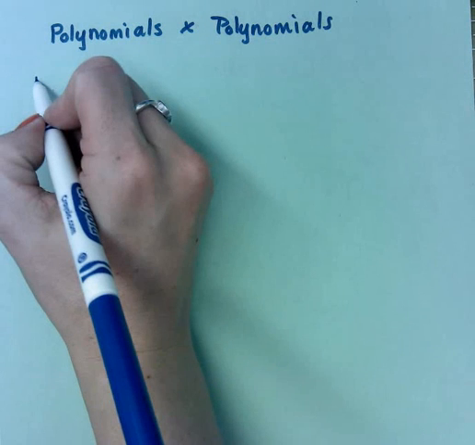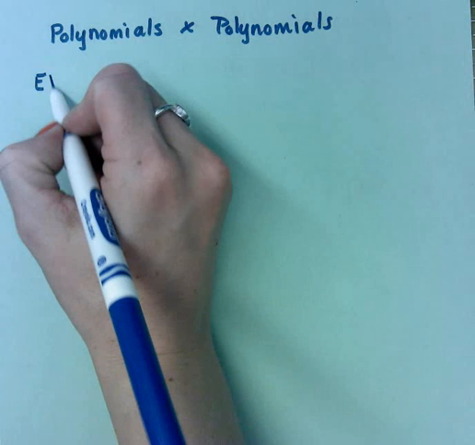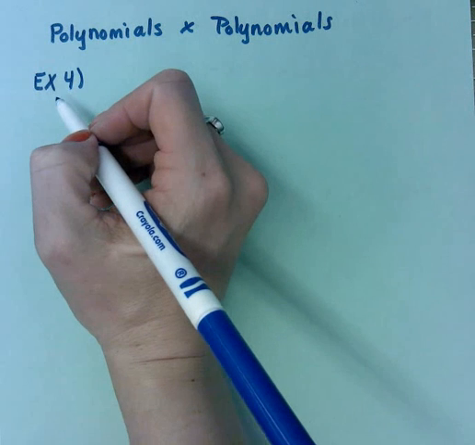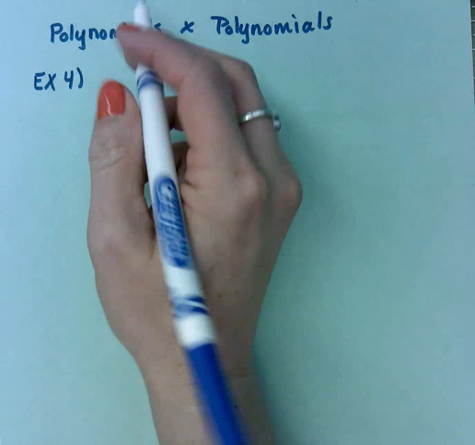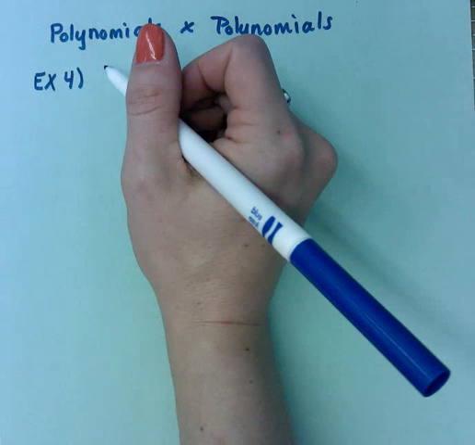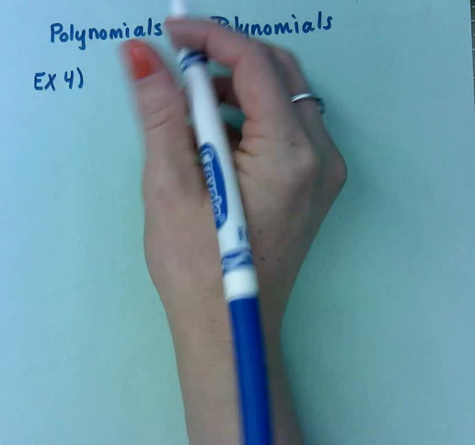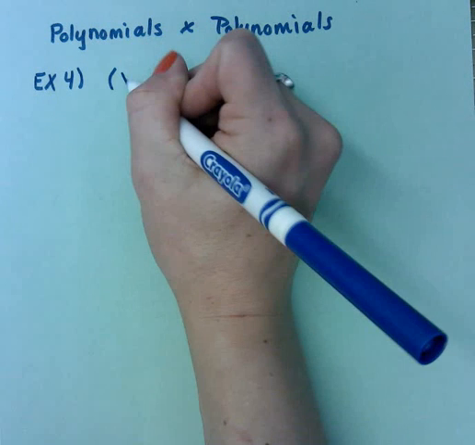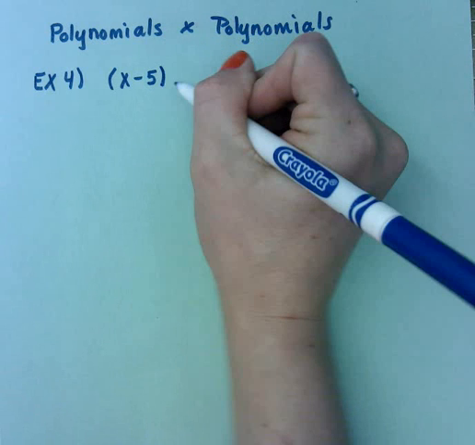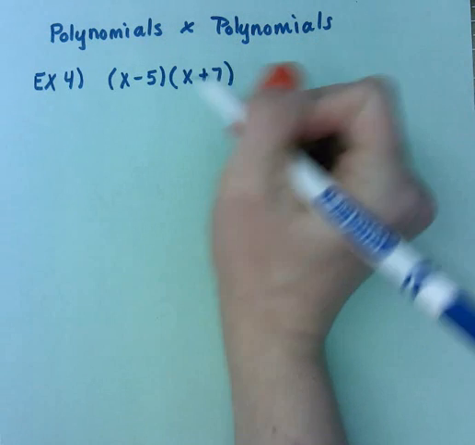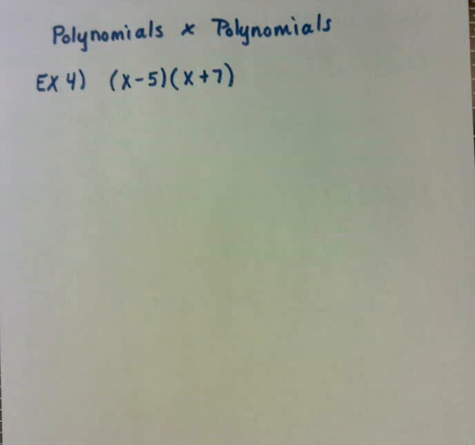Who can remind me what a binomial is? Binomial, Brianna? Okay, yeah, so a two-term expression, or an expression that has two monomials within it. So in this example, we had a binomial of x minus 5, and then we had a binomial of x plus 7.